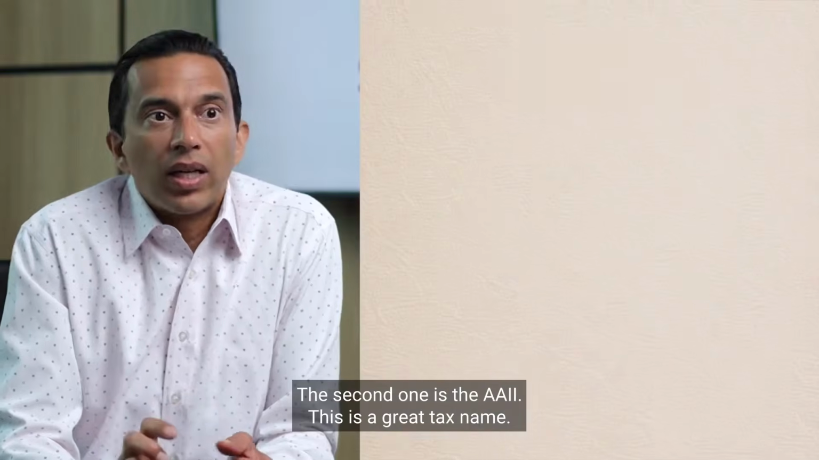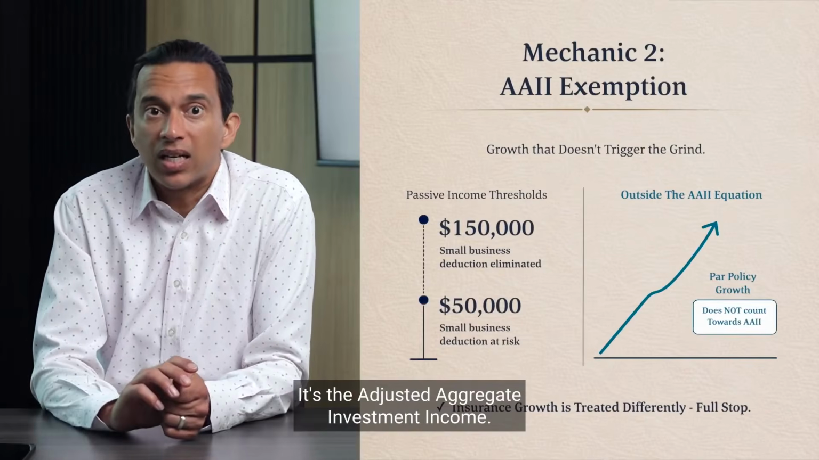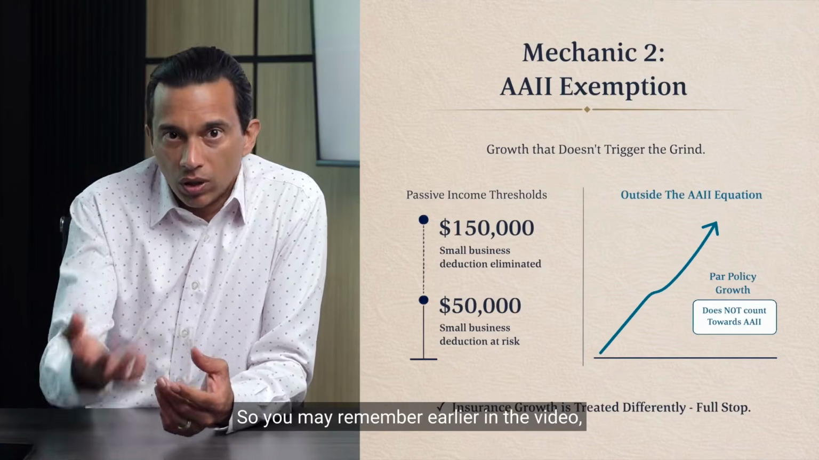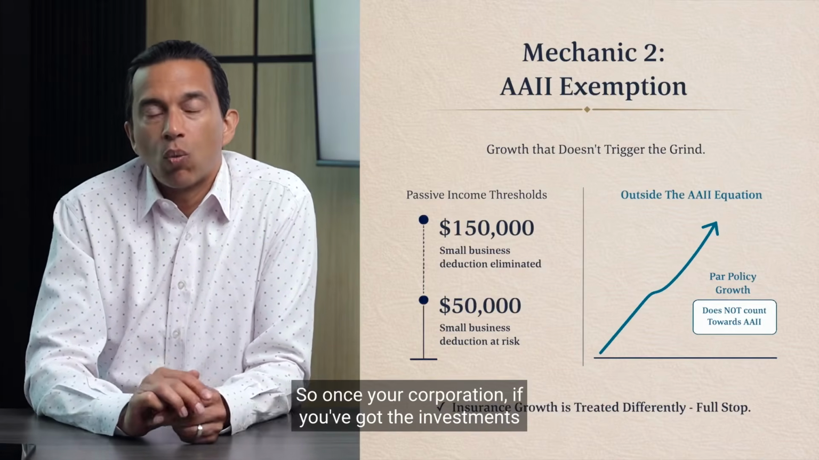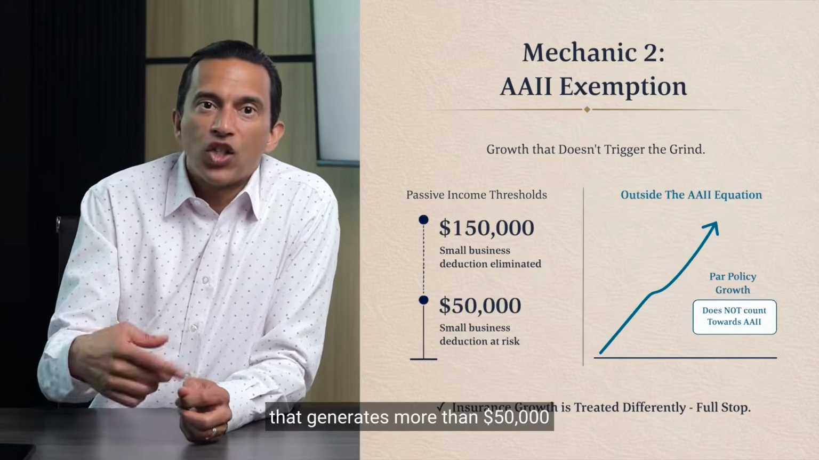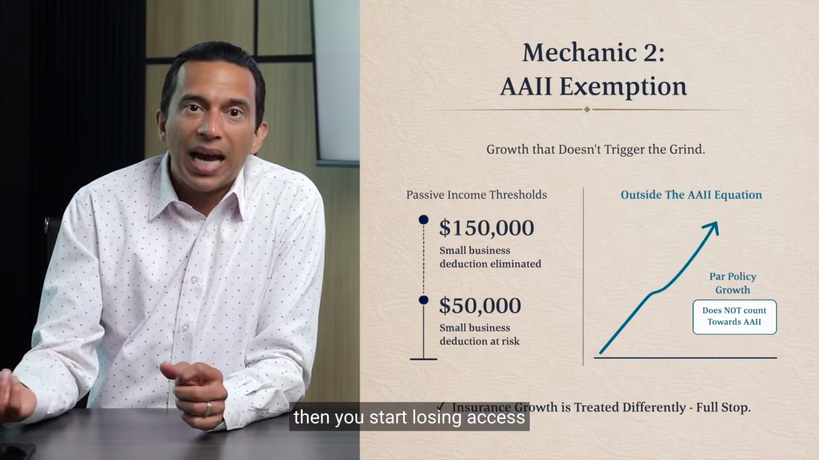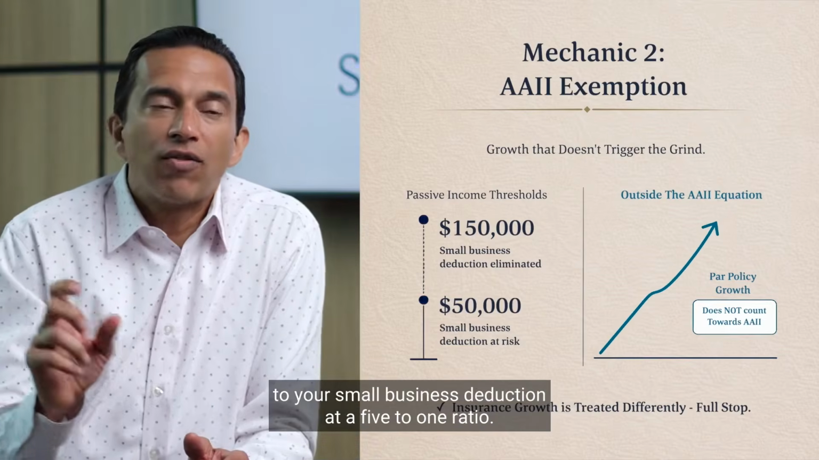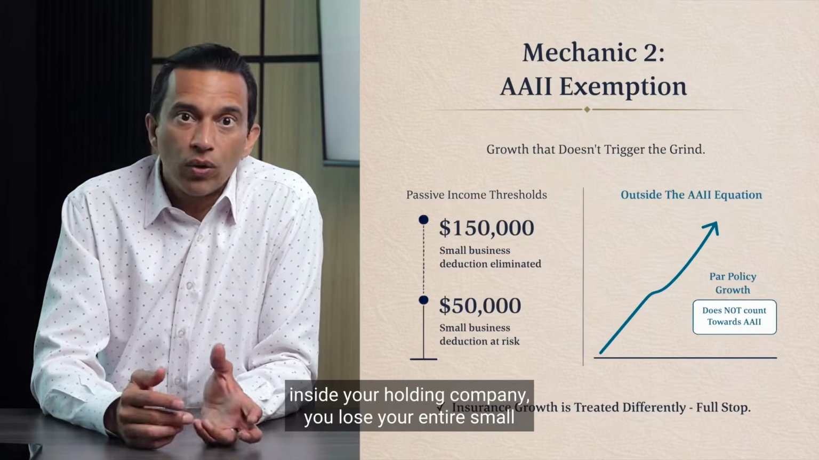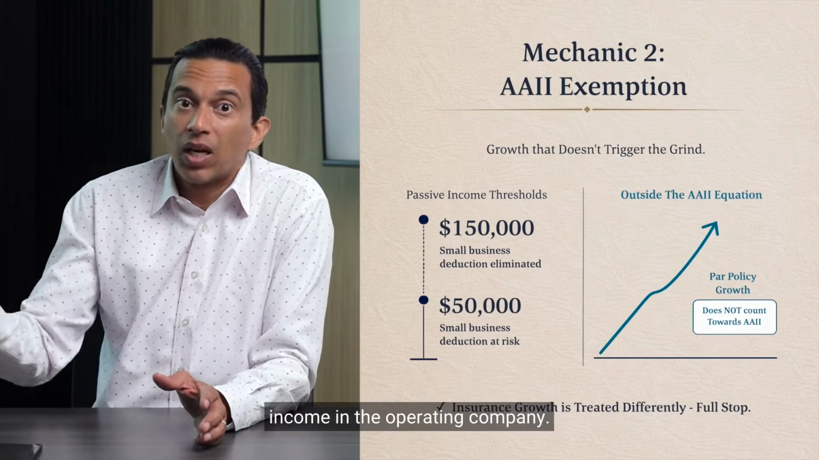The second one is the AAII. This is a great tax name. It's the Adjusted Aggregate Investment Income, and this is the part that most people haven't heard. You may remember earlier in the video I talked about the passive income rule. Once your corporation, if you've got investments inside your holding company, generates more than $50,000 in passive investment income in a year, you start losing access to your small business deduction at a 5-to-1 ratio. By the time you're earning $150,000 in passive income inside your holding company, you lose your entire small business rate on your active business income in the operating company.